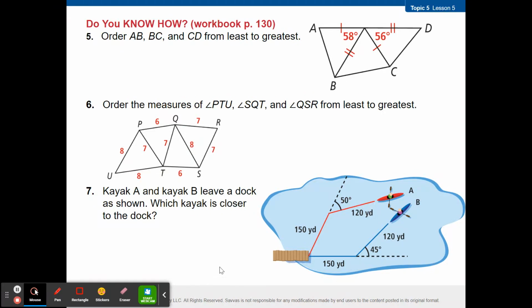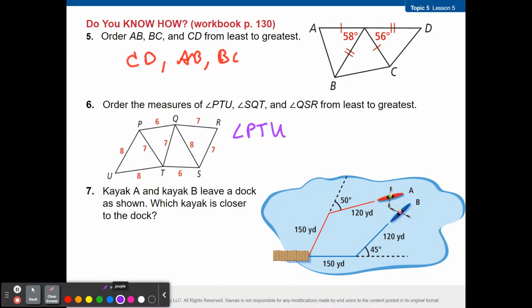All right, let's go over 5, 6, and 7. Izzy, you have 5? I think you have a flip-flop, but yes. It should have been least to greatest, so it should have been CD, AB. You just kind of flip-flopped it, no big deal. How about 6? Izzy, you know that one too? Go ahead. Angle PTU... Okay, SQT, QSR, PTU. Yes, good job.